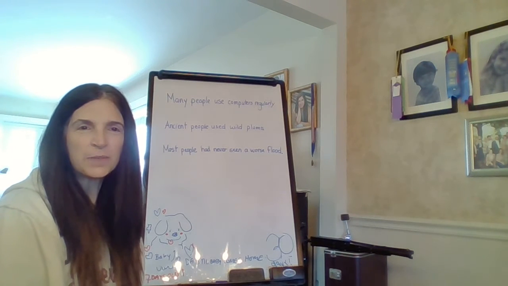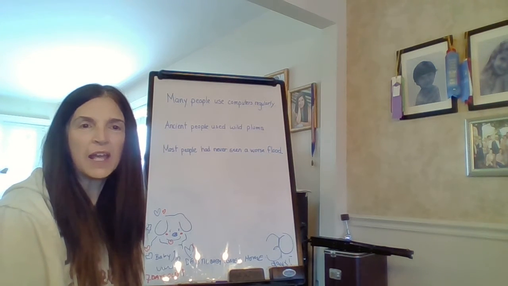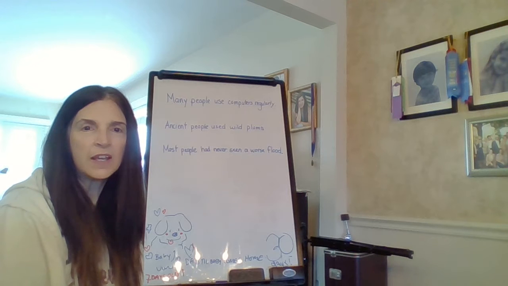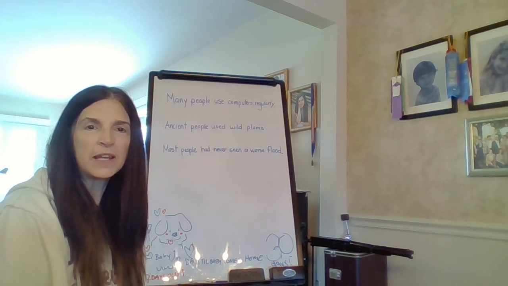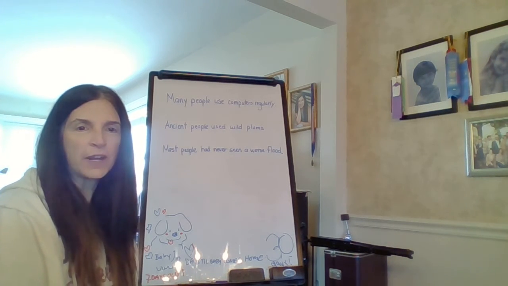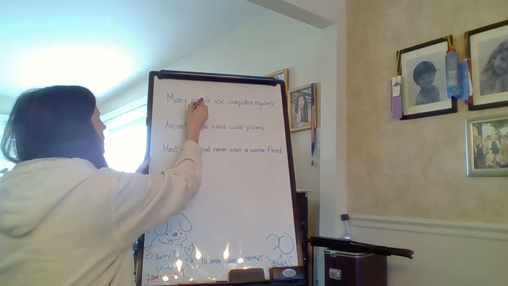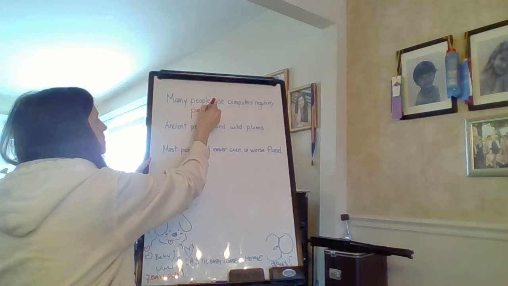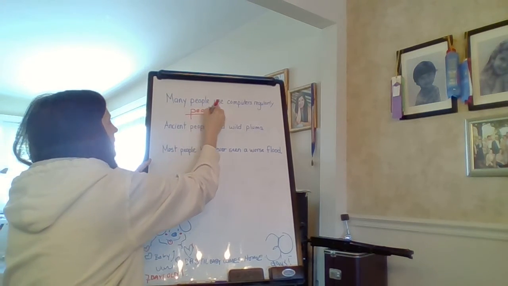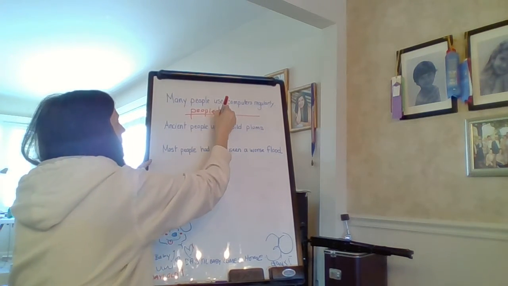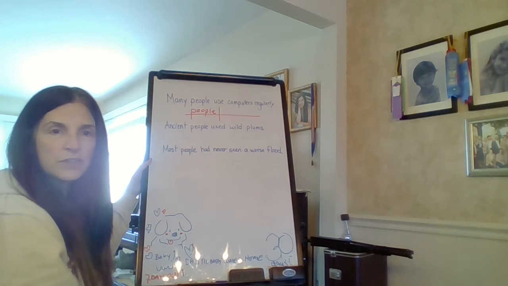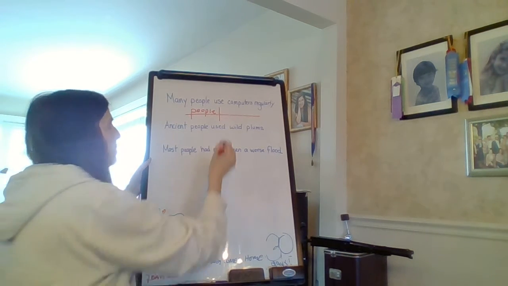Hi guys, so here's the practice for I can diagram adjectives and adverbs. So we're starting with: many people use computers regularly. Who is the sentence about? People. We're going to draw people, draw our baseline, draw our bisecting line, and we ask ourselves, what are the people doing? They use.